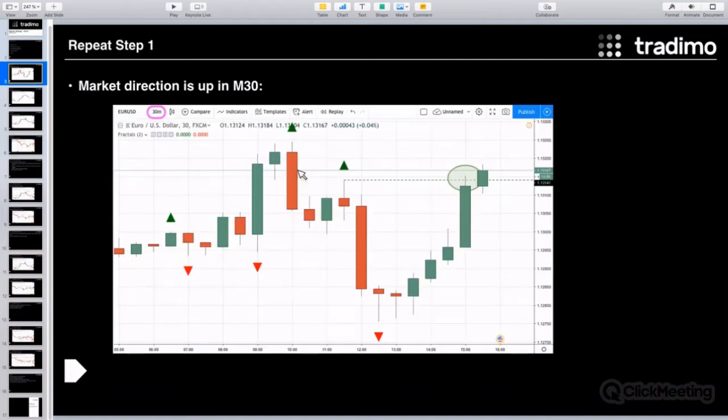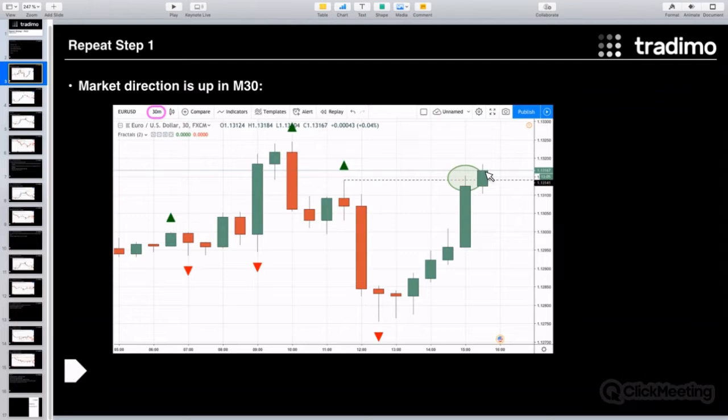Okay, let's continue and let's repeat this step 1. The step 1 was determining the market direction in M30 chart, and here you can see an example. So this is just a screenshot from TradingView. We are here in an M30 chart, so each candle represents 30 minutes time, and at this time here we have an uptrend.